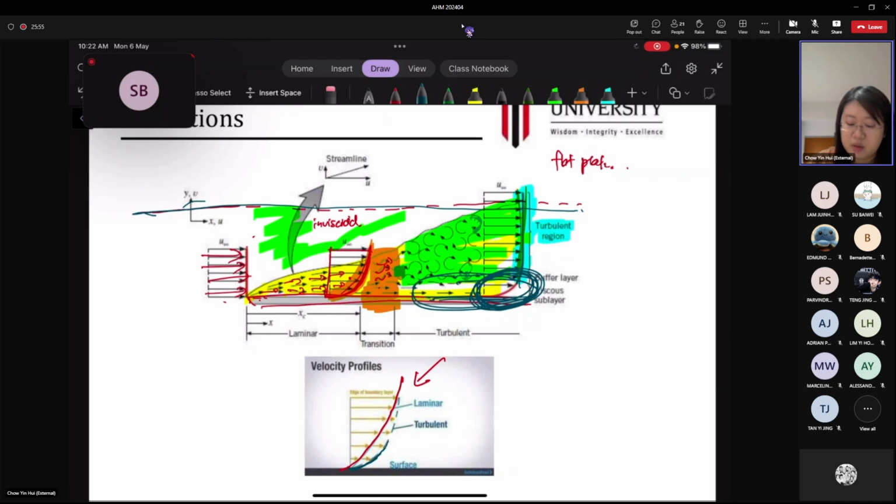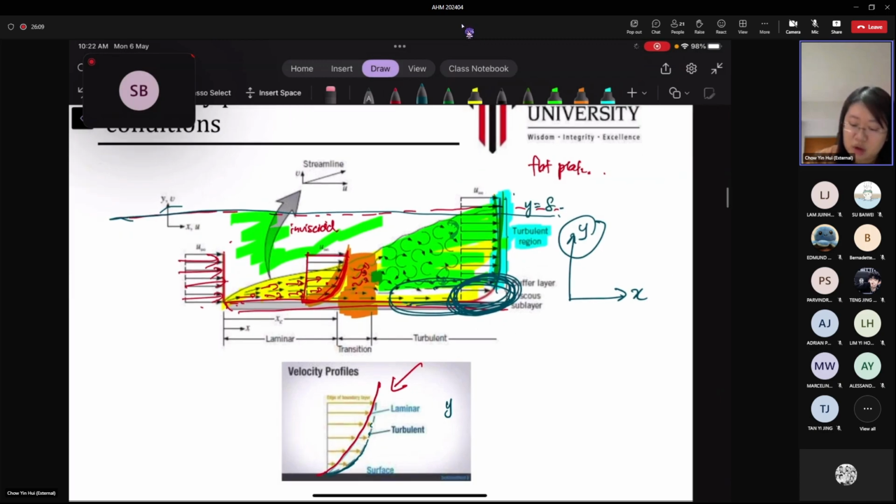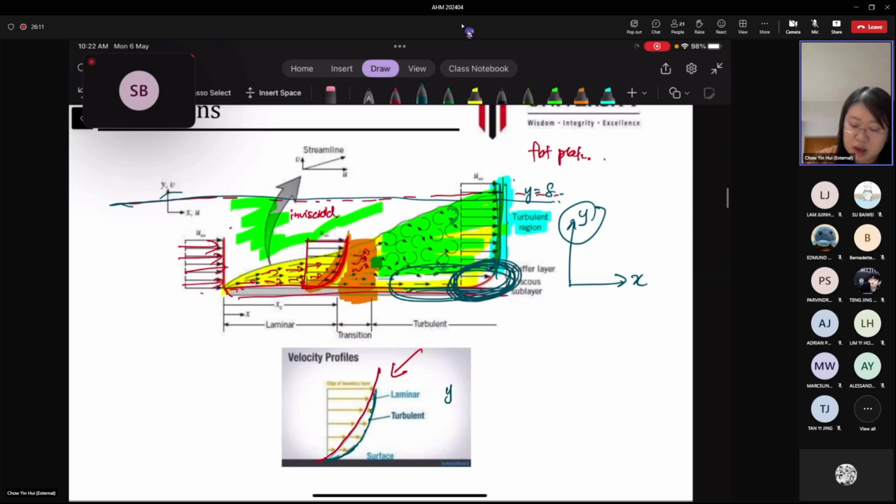But as it's further away, let's say this is the y direction, at a distance further away from the plate, let's say y equals delta, your velocity gradient is insignificant, and it becomes flatter already. If you recall from what you learned last time, when y is near y equals delta, usually the velocity in the x direction will be almost equal to 0.99 of the free stream velocity.